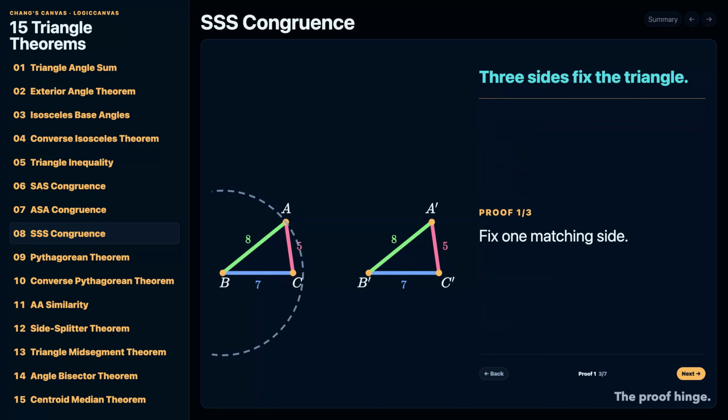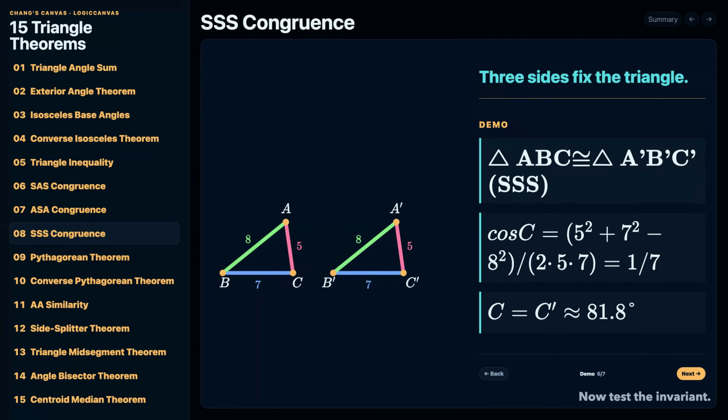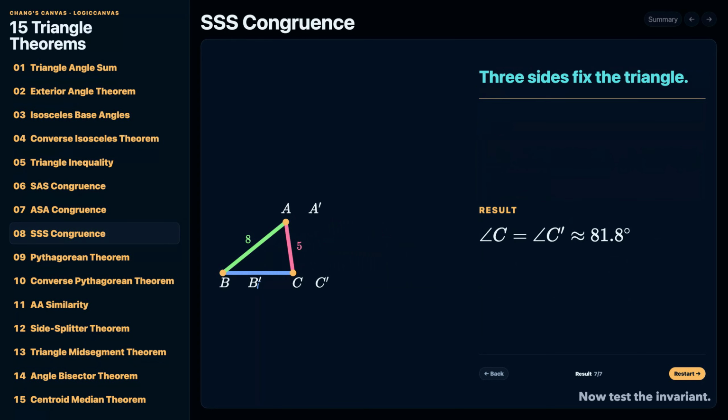For the proof, start from the matched base. Next, use the other side lengths as circle radii. Next, the intersection leaves only a reflected copy. Slide one triangle over the other. All three differently colored sides cover their partners exactly, so the entire shape is fixed.